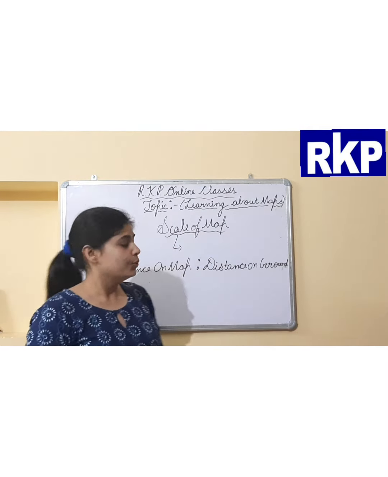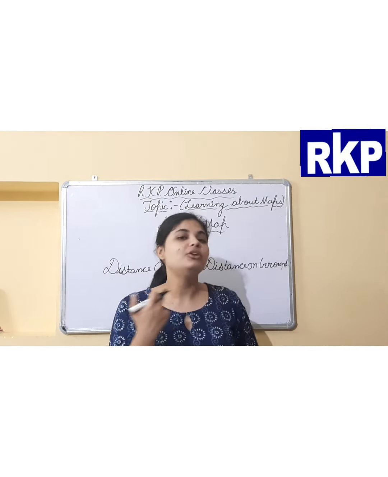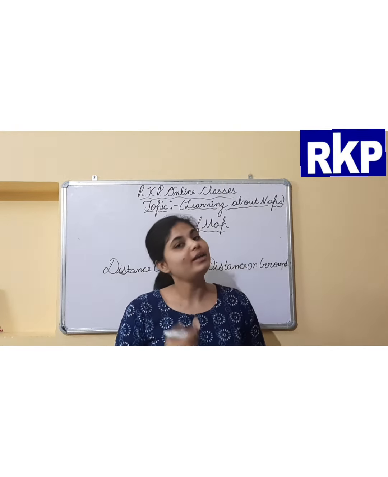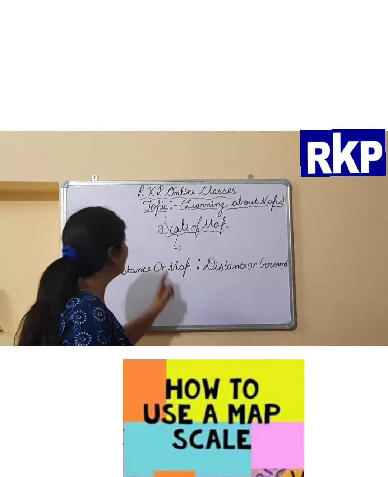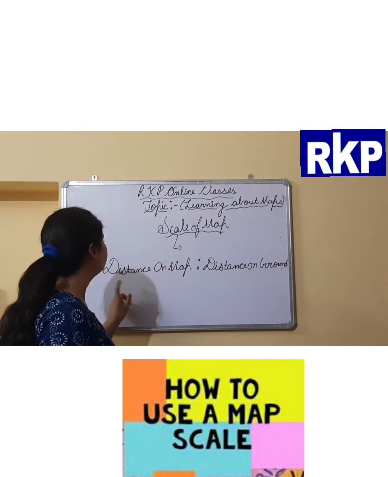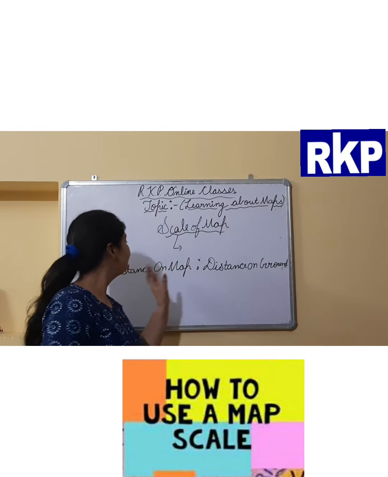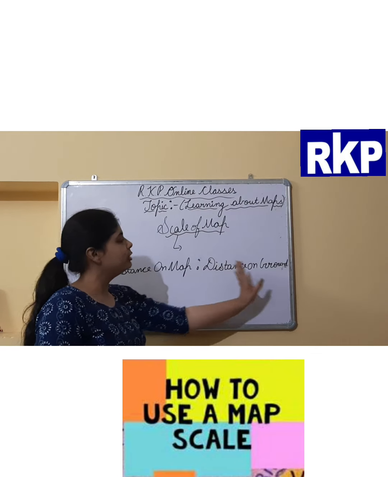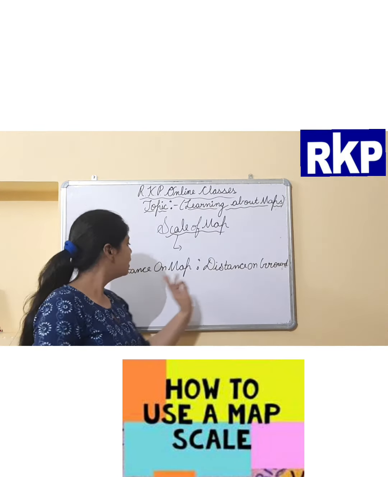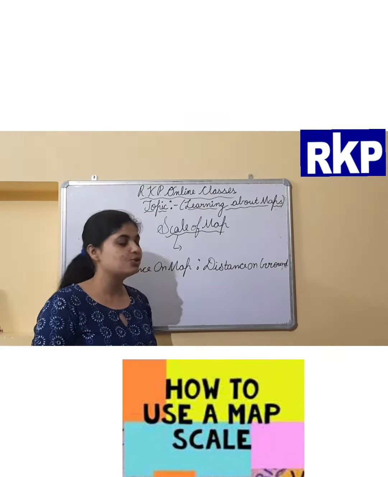But as I told you, the scale of map also helps us to find the distance between two places. How will we find it? Let's take an example. Before that, I'll tell you the formula of scale of a map. It is the ratio: distance on map divided by distance on the ground.